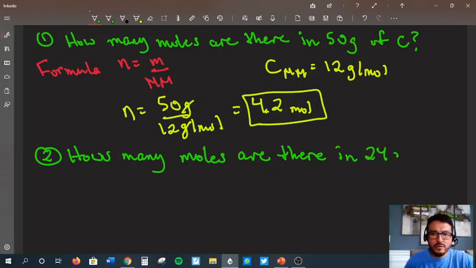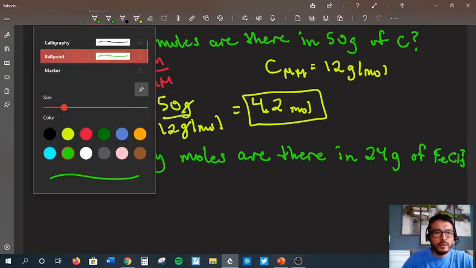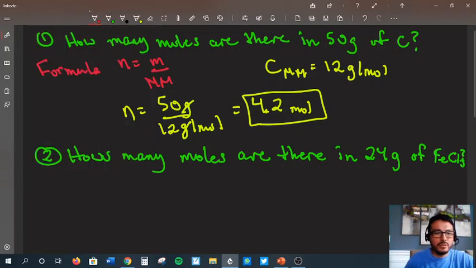How many moles are there in 24 grams of iron 3 chloride? Okay, so how many moles are there in 24 grams of iron 3 chloride? Now we're going to use, instead of formula, in this example, we're going to use the Factorlabel method. Okay, so let's solve.